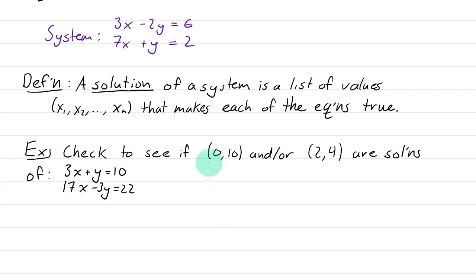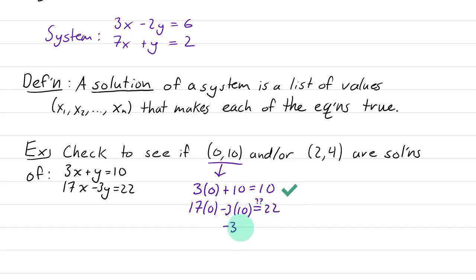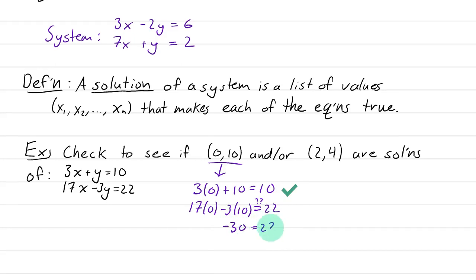So anyways, let's plug in 0, 10 first to check that. We're going to plug in x equals 0 and y equals 10. So 3 times 0 plus 10 equals 10. That sounds good. But then if we do 17 times 0 minus 3 times 10, is that equal to 22? That is not. That gives you negative 30 equals 22. That means 0, 10 is a solution of one of the equations, but it's not a solution of the system.